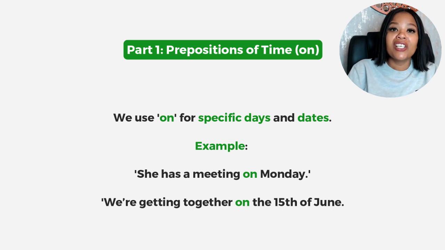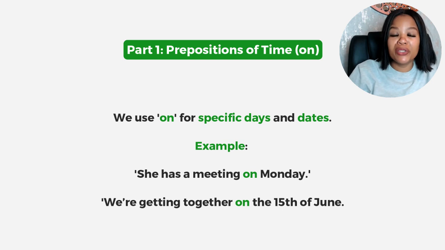We use on for specific days and dates. For instance, she has a meeting on Monday. So Monday is the specific day on which she has the meeting. We are getting together on the 15th of June.